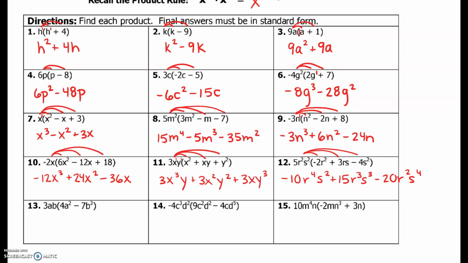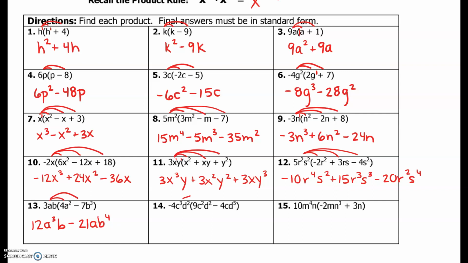Okay, in the last row, 3 times 4 would be 12. Add your a's, a to the third, keep the b. Then 3 times negative 7 is negative 21. Bring down your a, add the b's together, you have b to the fourth.